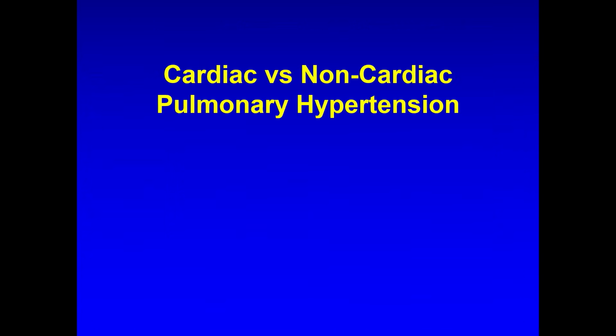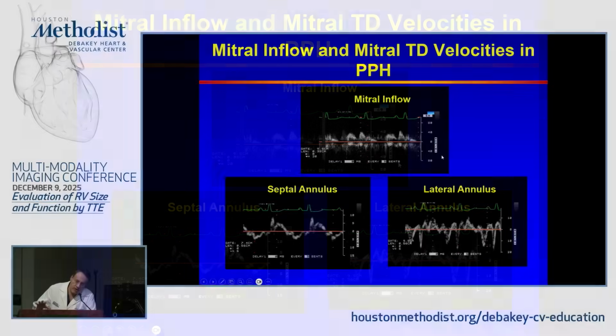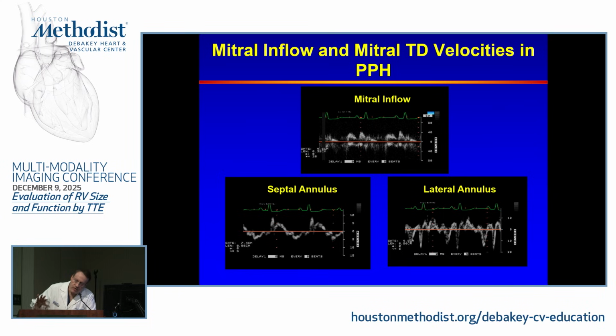We talked about the flat septum. A question that comes frequently is cardiac versus non-cardiac pulmonary hypertension. The 2025 guidelines go into that and try to make it more accessible. Mitral inflow and annular velocities are a big help by themselves. If somebody has high PA pressures and increased pulmonary vascular resistance, and the left side is normal, say group 1.